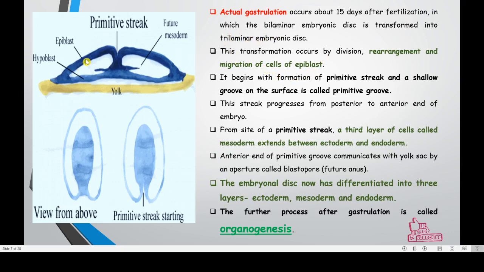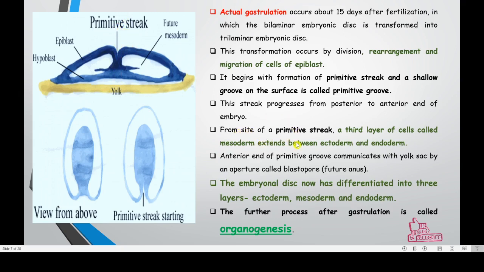Here you can see these are the cells of the epiblast which will arrange themselves, migrate, divide and rearrange, and they will form a structure called the primitive streak. Because of this division, rearrangement and migration of the cells of the epiblast, it will begin with the formation of the primitive streak and a shallow groove on the surface, which is called the primitive groove. So here there is a formation of the primitive streak.